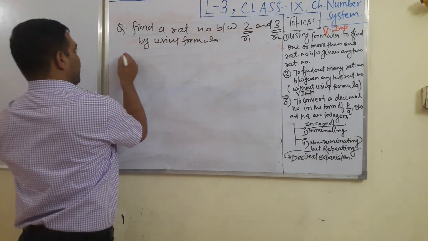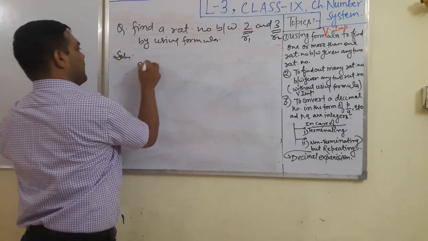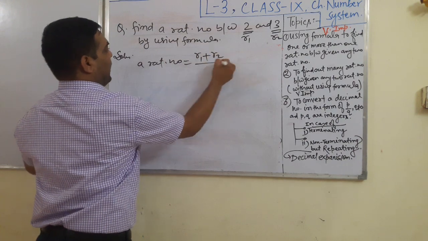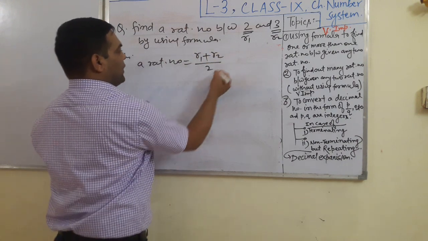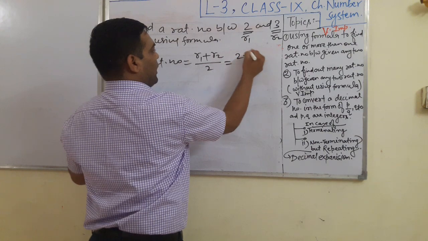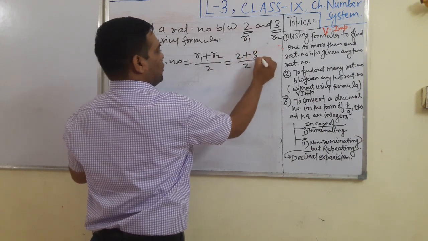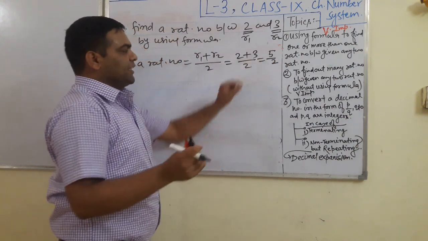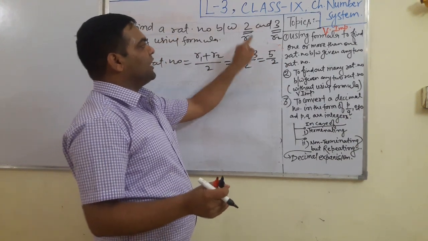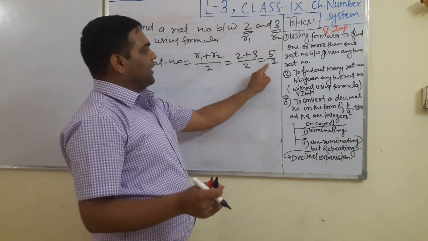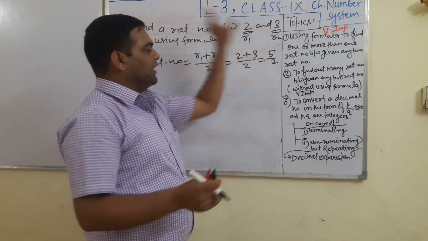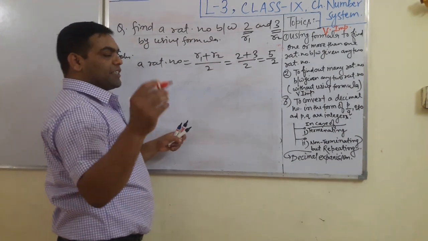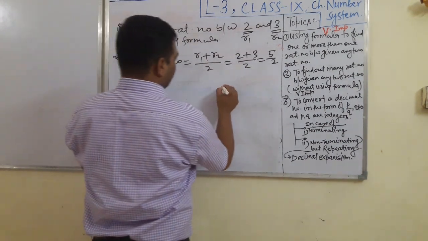So here, given solution, a rational number can be R1 plus R2 by 2. Put the values, R1 is 2, R2 is 3, upon 2. What are you getting here? You are getting 5 by 2. So this is a rational number 5 by 2 which is lying between 2 and 3. It is greater than 2 and smaller than 3 because it will lie exactly in the middle. Suppose if you are interested to see it diagrammatically, students, you can get it in this way.